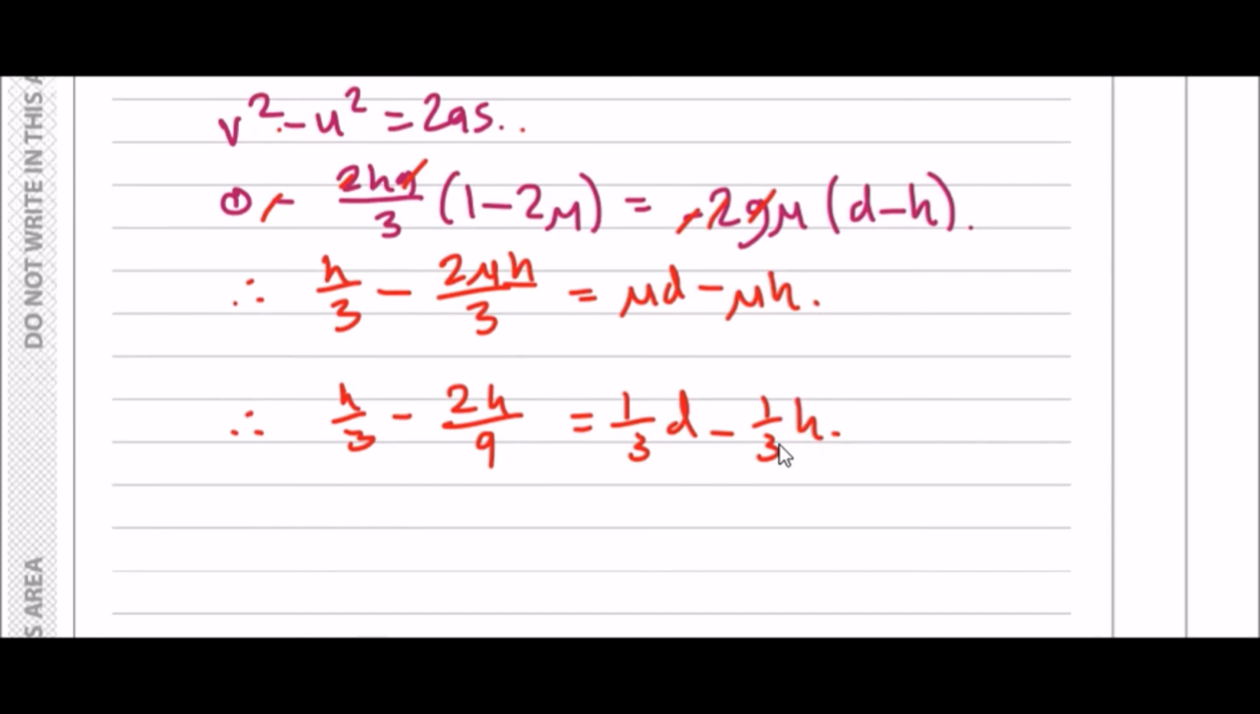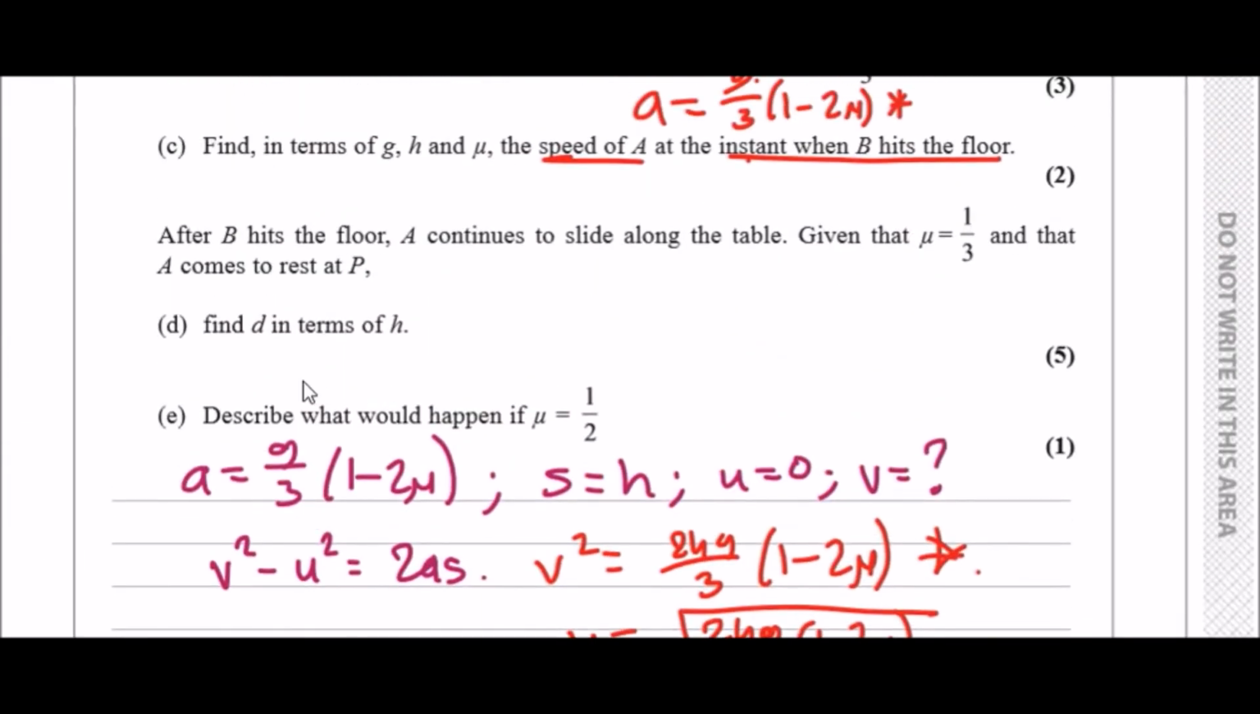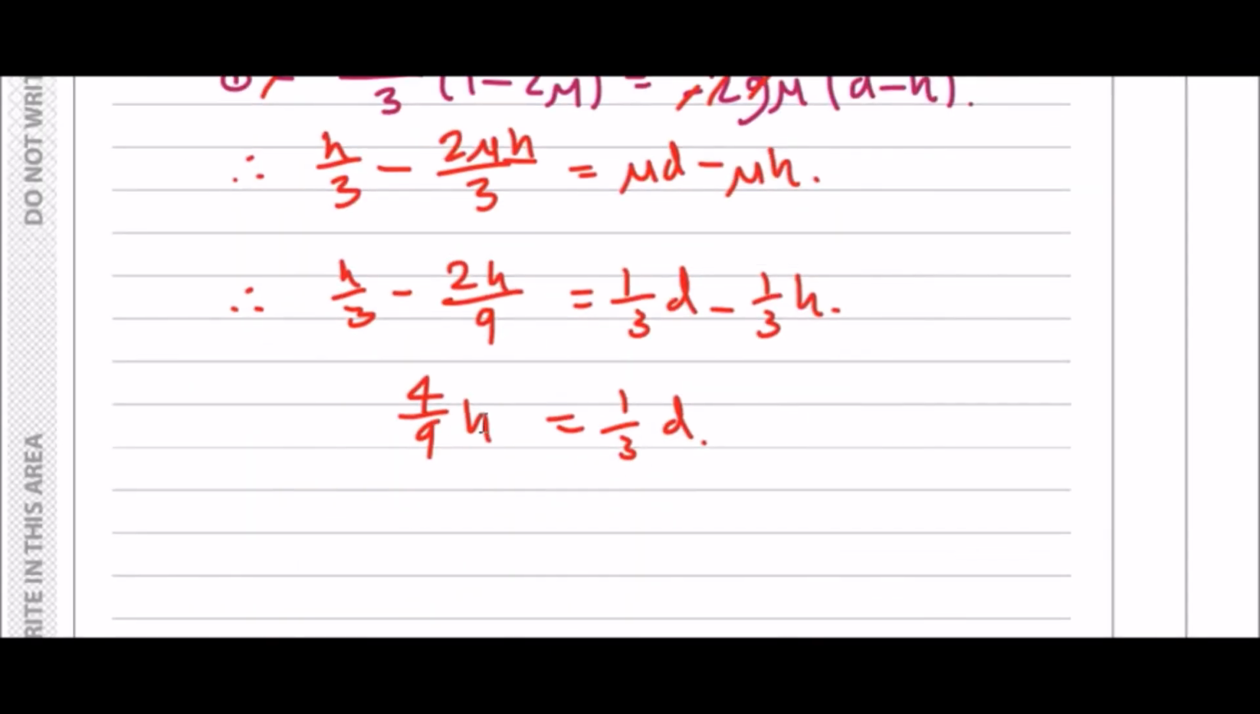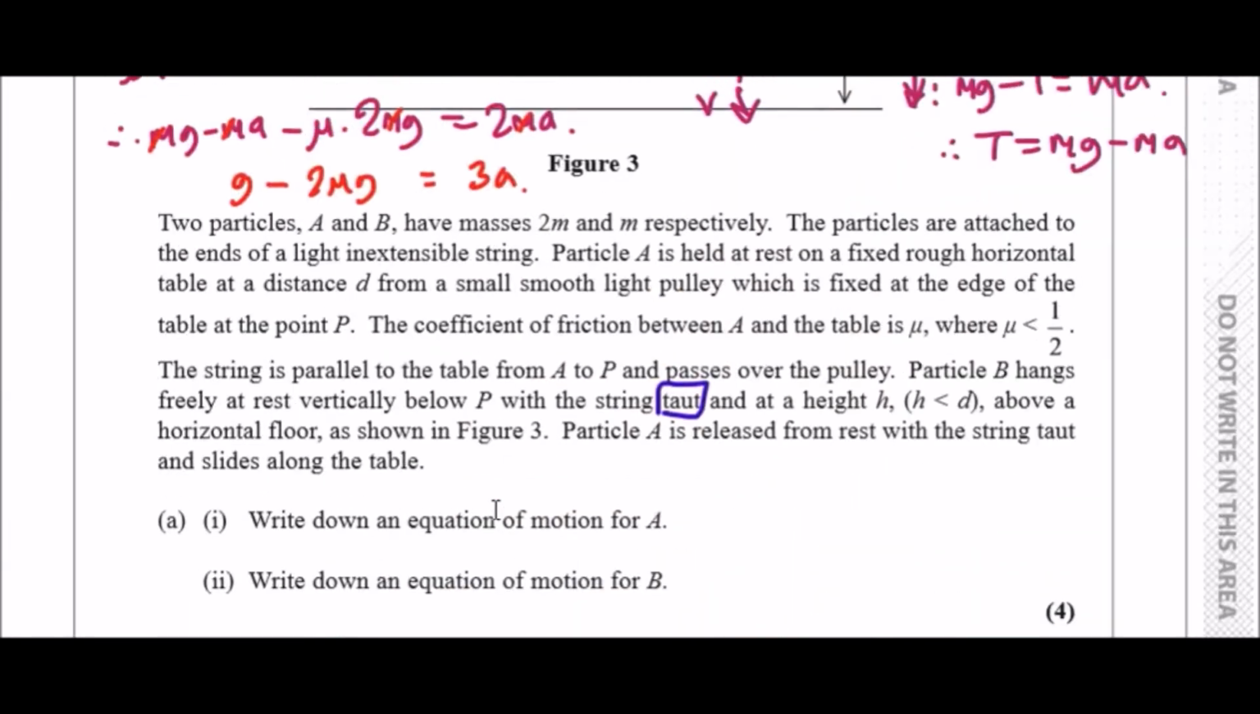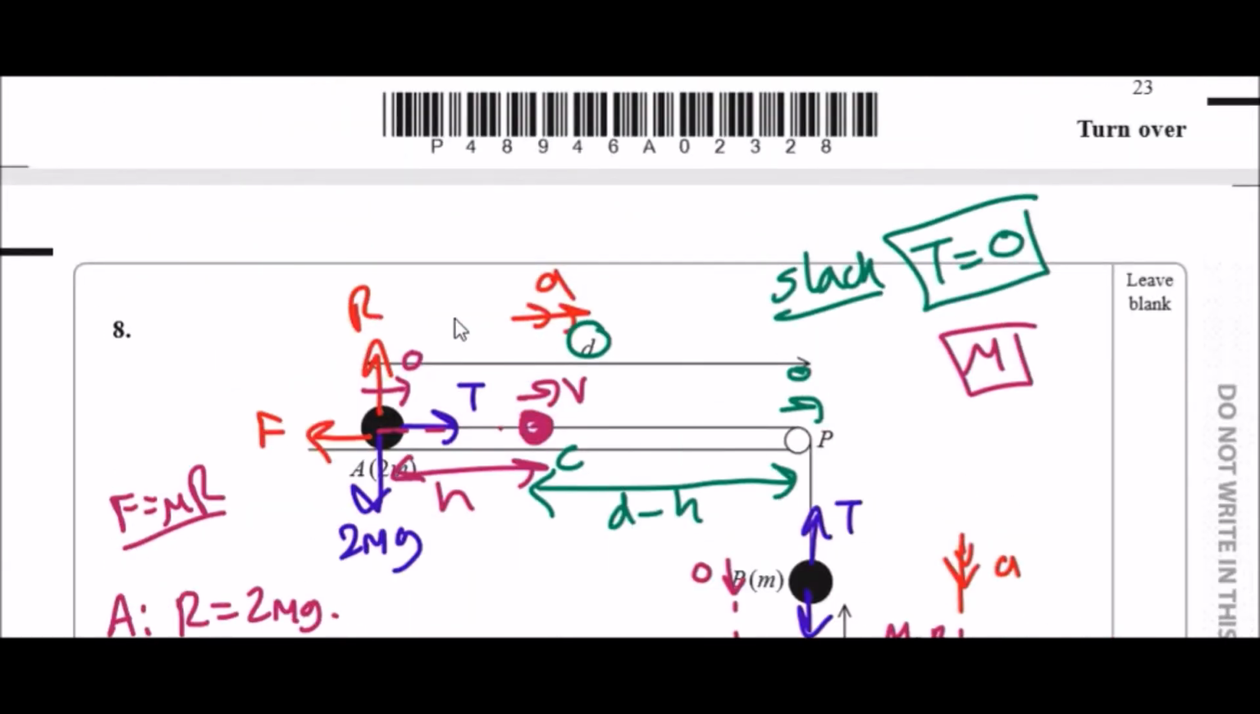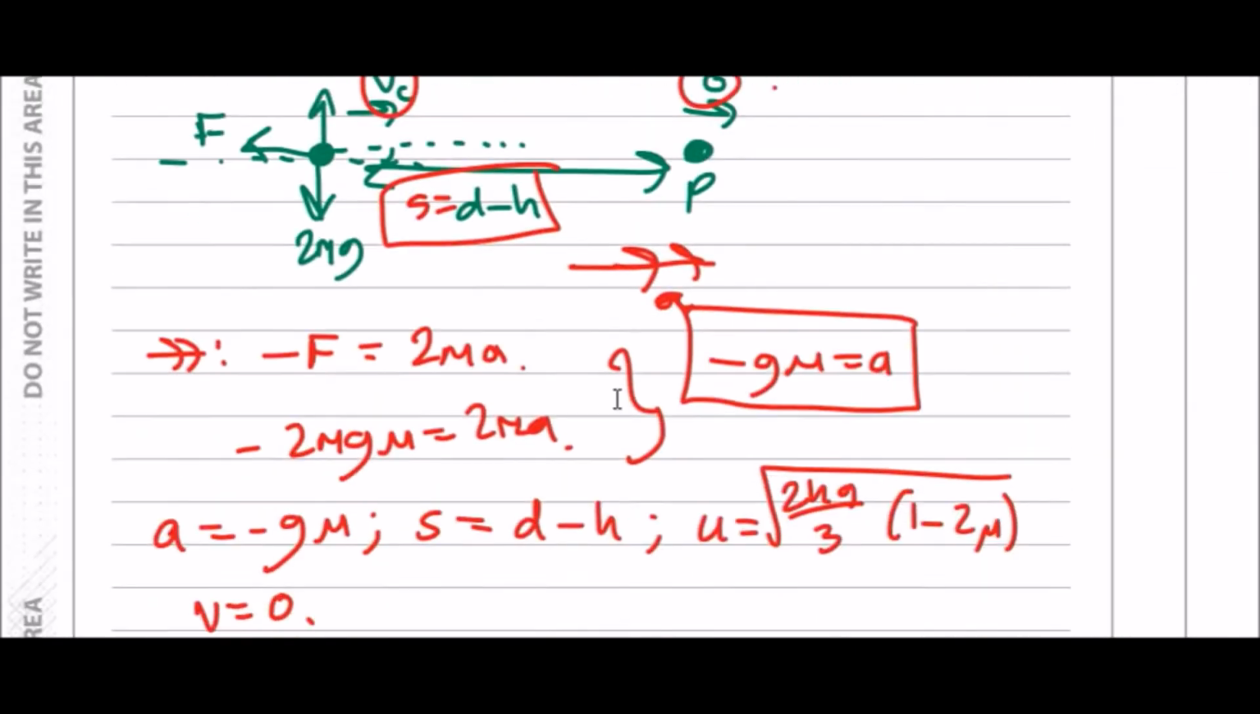Double checking. You should get 4/9 of h, and this should equal 1/3 of d. Now just recall we have to make d the subject, so simply divide by 1/3 across. So the answer divided by 1/3 gives 4/3, and that's it. d equals 4/3 of h. And that makes sense. d has to be a bigger value because h is just a small quantity. And I believe that's it.